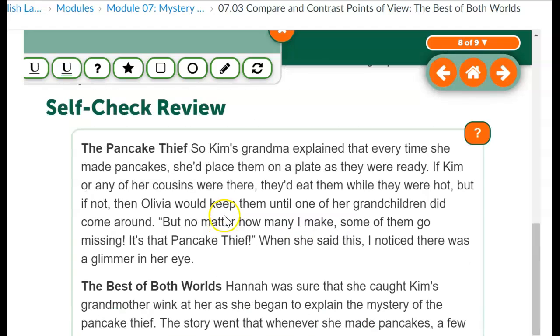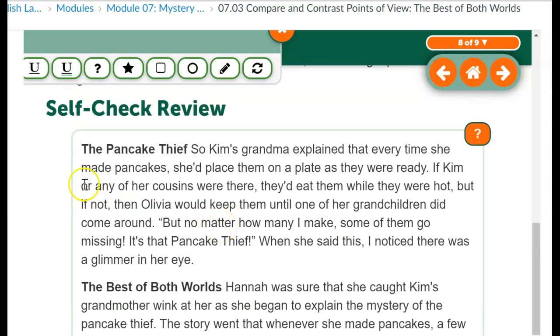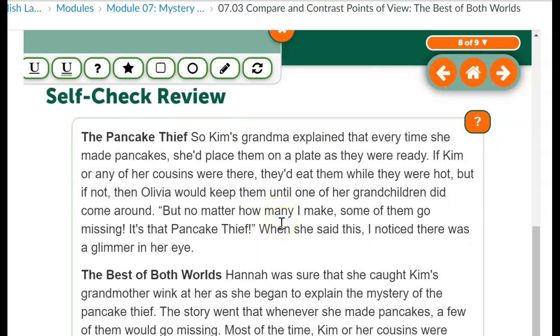So now we have two new sections, still from the same two stories. So in the pancake thief, it says, so Kim's grandma explained that every time she made pancakes, she'd place them on a plate as they were ready. If Kim or any other of her cousins were there, they'd eat them while they were hot. But if not, then Olivia would keep them until one of her grandchildren did come around. But no matter how many I make, some of them go missing. It's a pancake thief. When she said this, I noticed there was a glimmer in her eye.